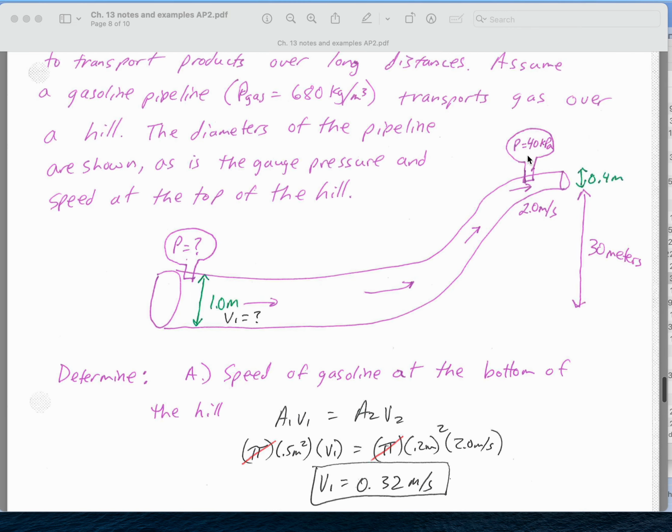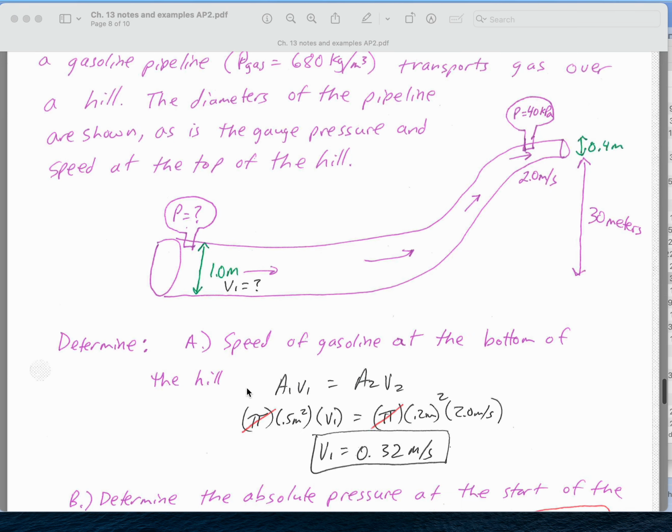So we've got something like this: 0.4 meter diameter, 1 meter diameter here, a 30 meter hill, moving at 2 meters per second, with 40 kilopascals of gauge pressure. First, to determine the speed at the bottom of the hill, we're going to use the continuity equation. Area 1 times velocity 1 equals area 2 times velocity 2. So area 1 would be pi r squared times v1 equals pi r squared times v2.